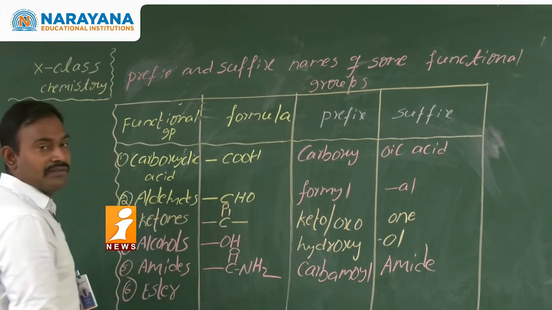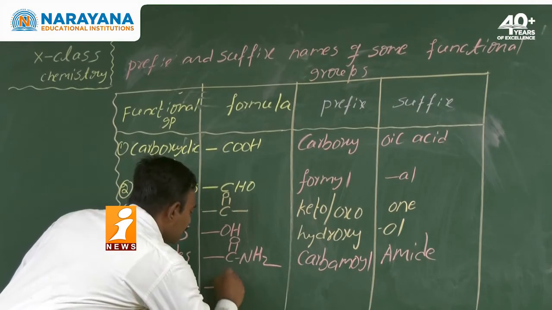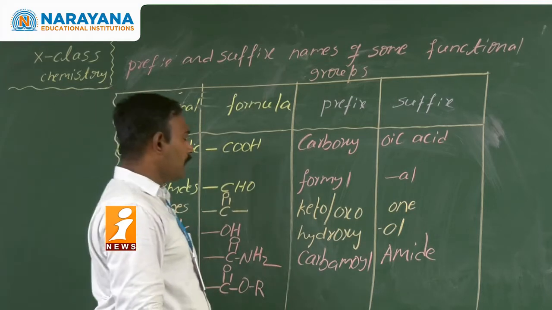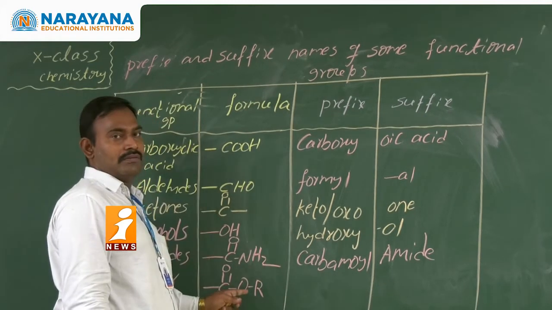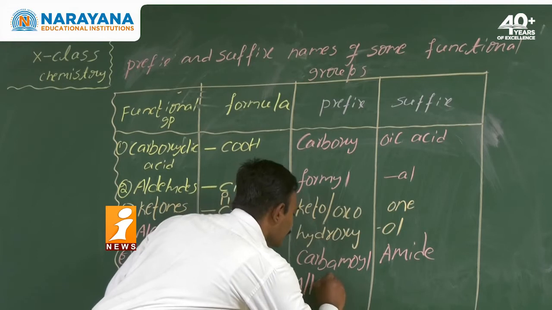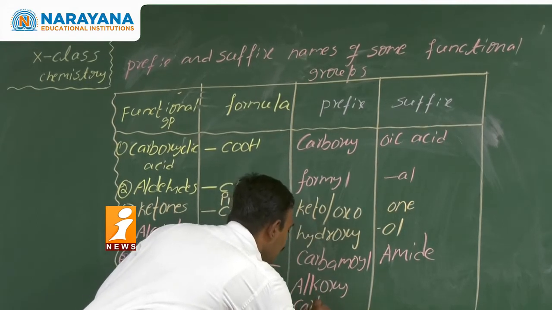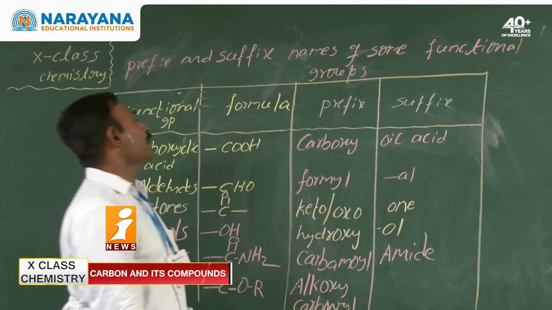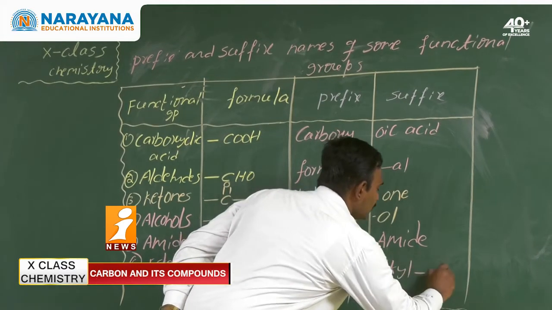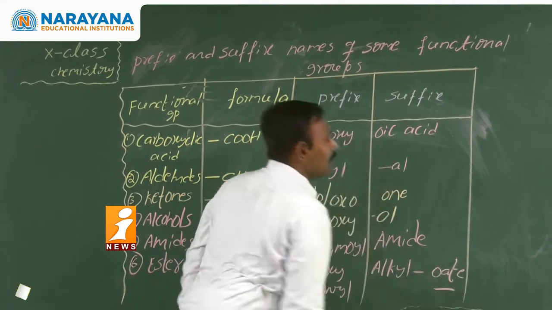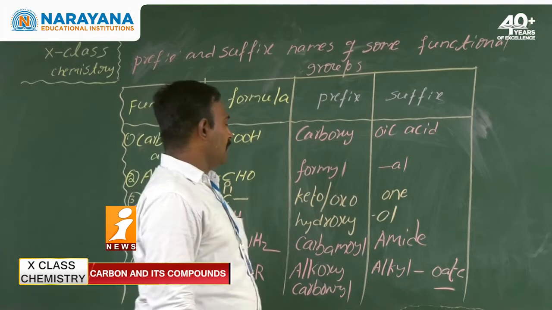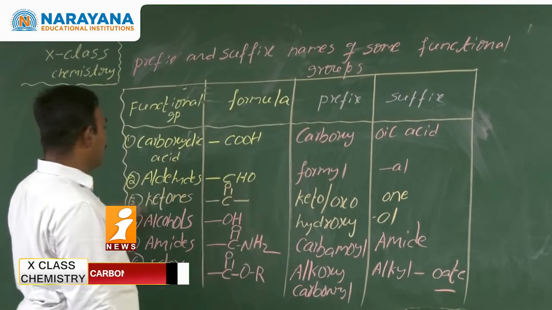Next one, ester. Functional group is C double bond O R. The prefix name is alkoxycarbonyl. Suffix is alkyl alkanoate. Otherwise, that is based on the nature of the bonds also. So these are the main functional groups.